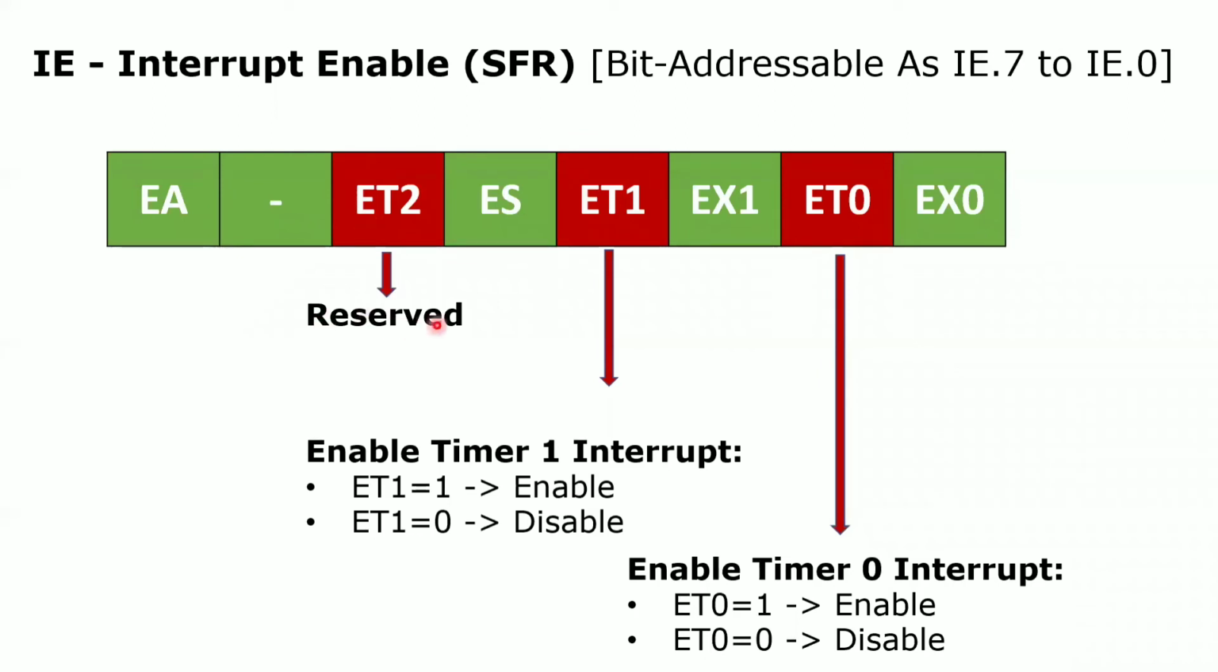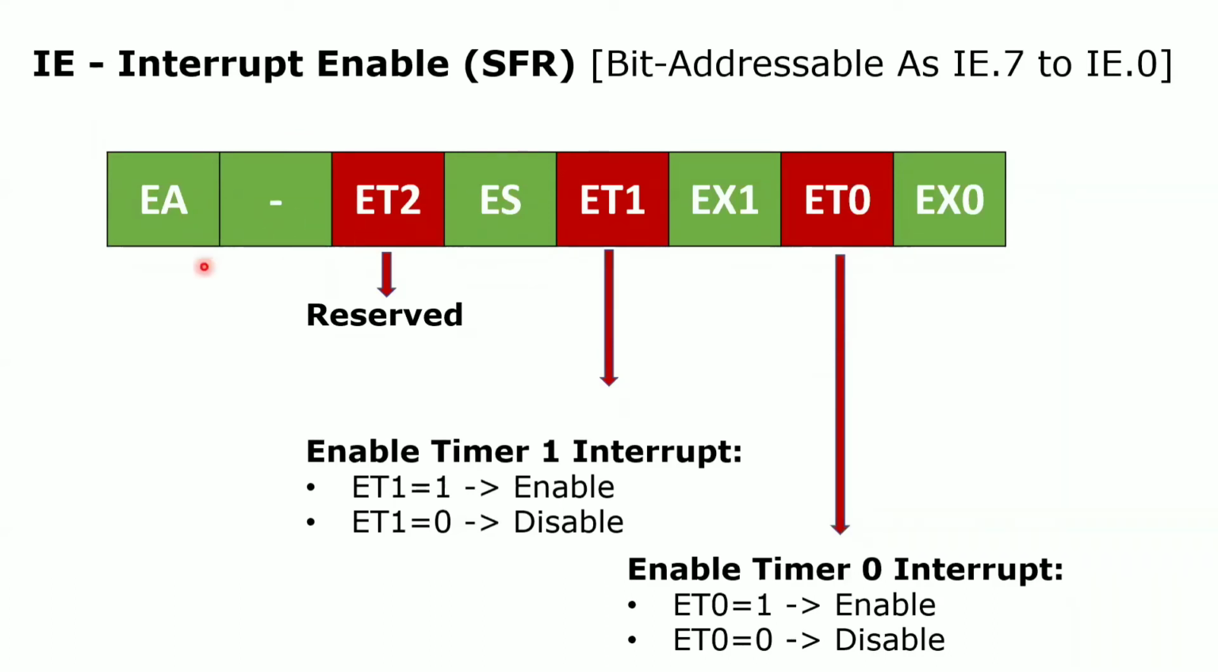The next one is ET2. We are not going to discuss this one because it is a reserved bit. When we are discussing the 8051 microcontroller, it was developed in 1978. That is the first version which we are studying. During the development of the 1978 Intel 8051 microcontroller, the engineers thought they could include another timer, that is timer 2. In future, if I want to enable or disable that timer, I will use this bit. Right now we are not using this because we are discussing the first version of the 8051 microcontroller.